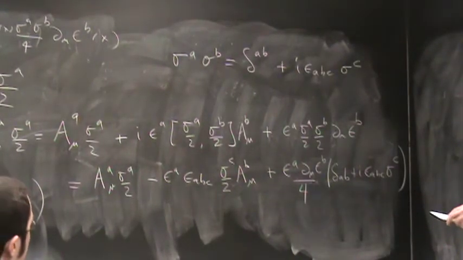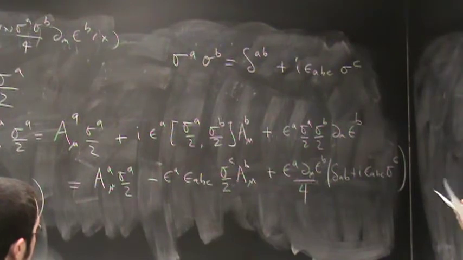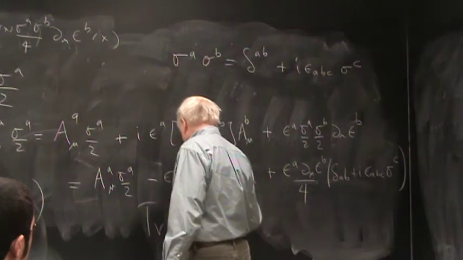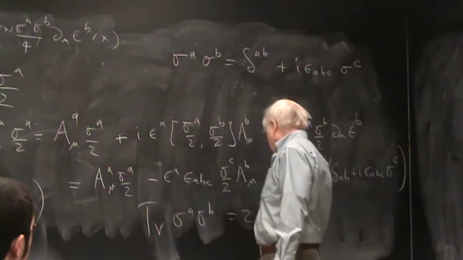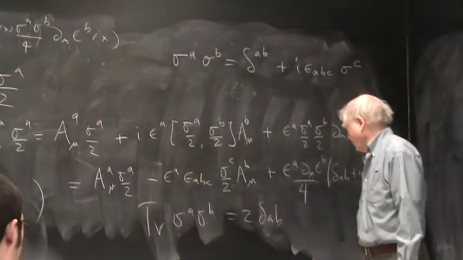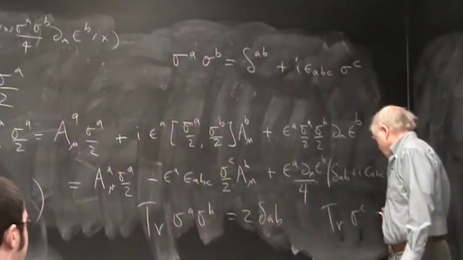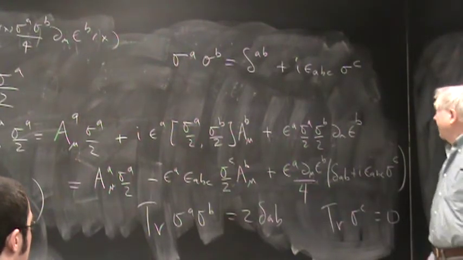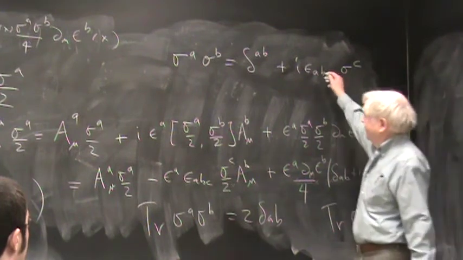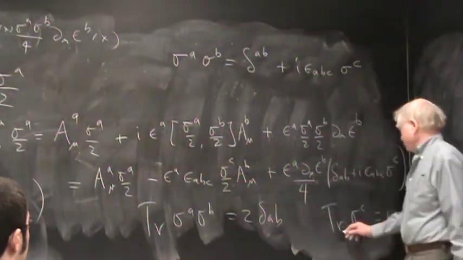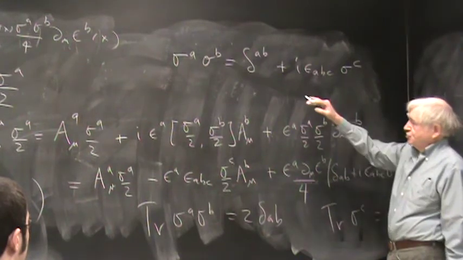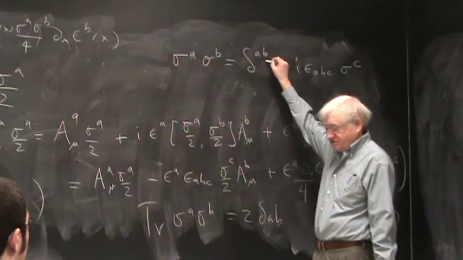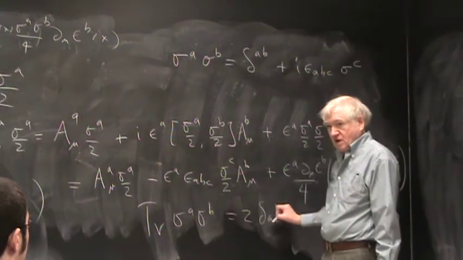Okay, so that's that, and now the trace of sigma A sigma B is 2 delta AB. And the trace of sigma C is 0. So the sigma matrices are traceless, and by this formula, it follows. In other words, the trace of sigma C is 0. So when you take the trace of sigma A sigma B, you just get the trace of delta AB considered as a 2 by 2 matrix, so that gives you 2.